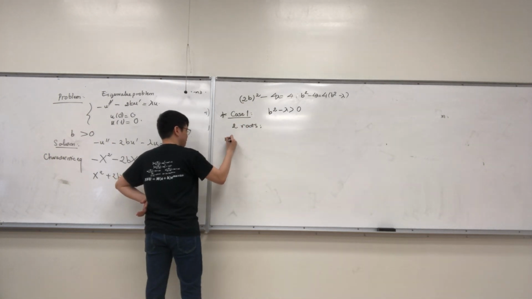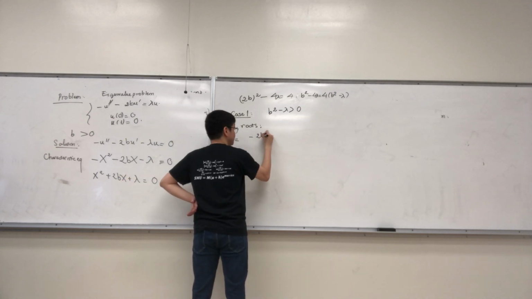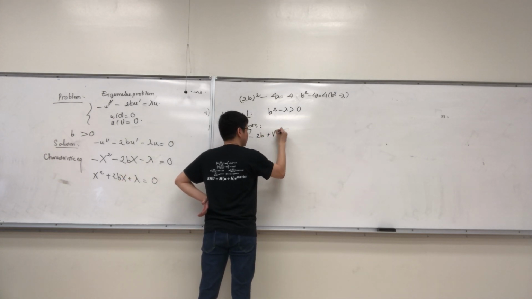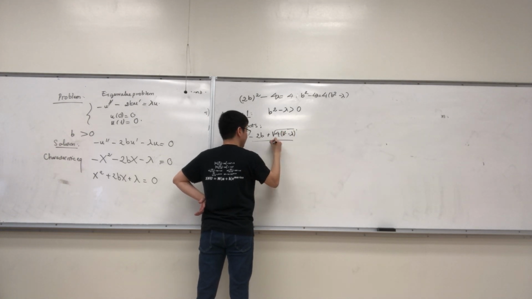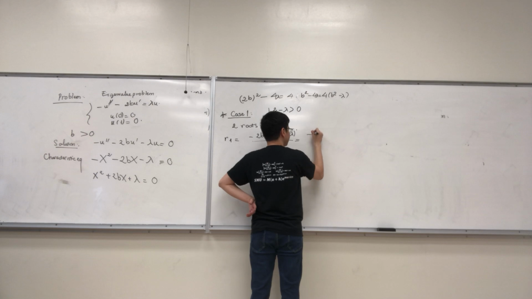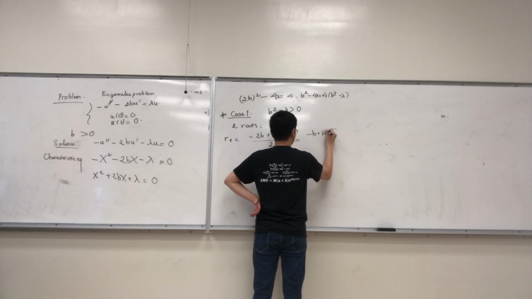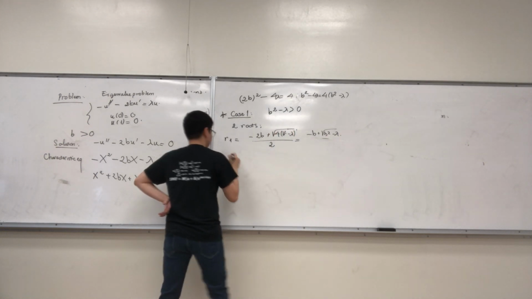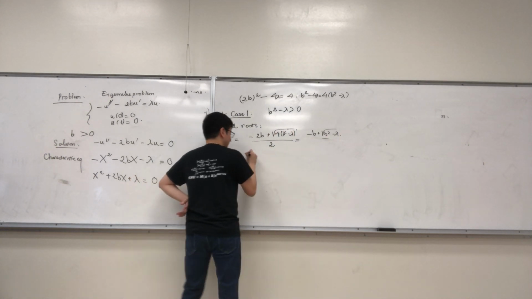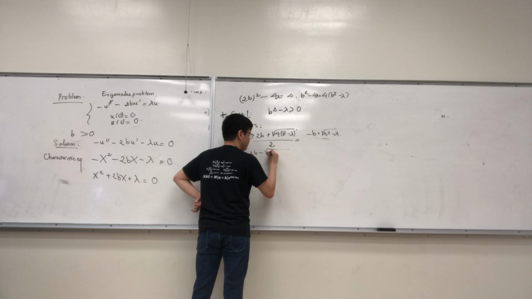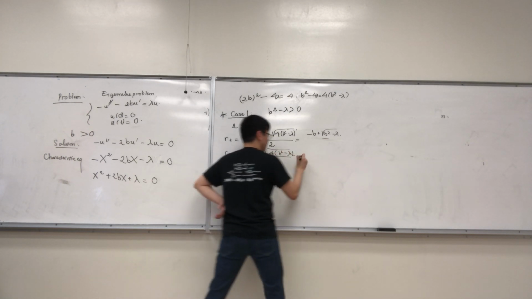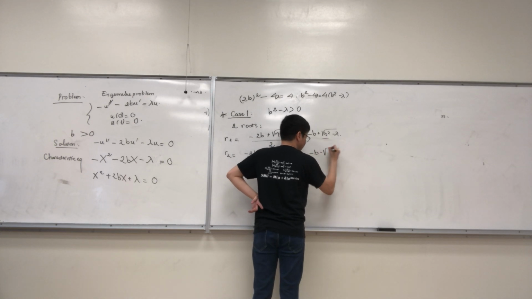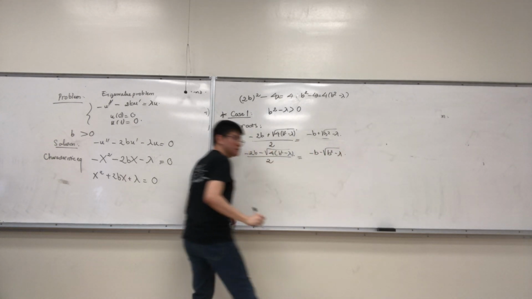So you're going to have R1, which is minus 2b plus the square root of 4b squared minus 4 lambda, divided by 2a. So this is 2. So you have minus b plus the square root of b squared minus lambda. And then the second root will be minus 2b minus the square root of 4b squared minus 4 lambda over 2. Minus b minus the square root of b squared minus lambda.